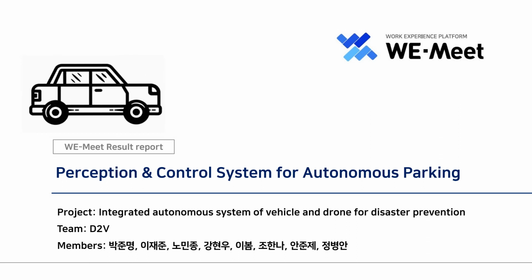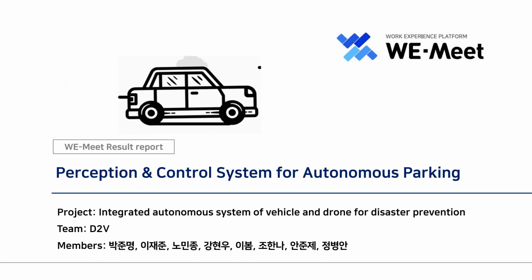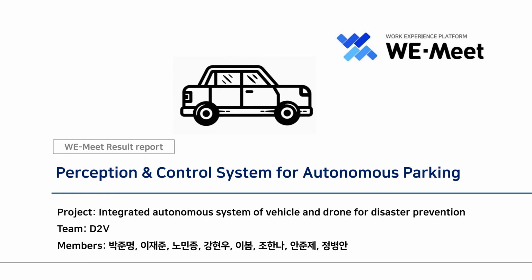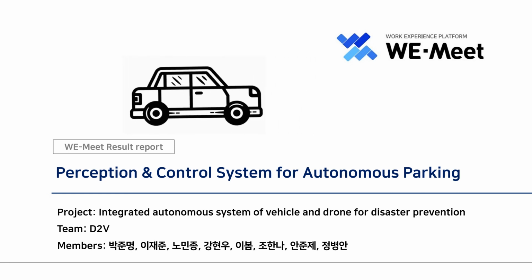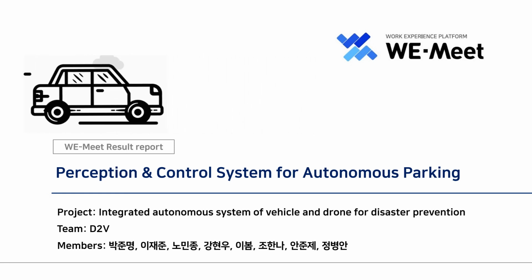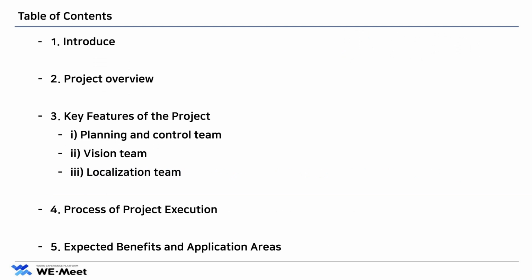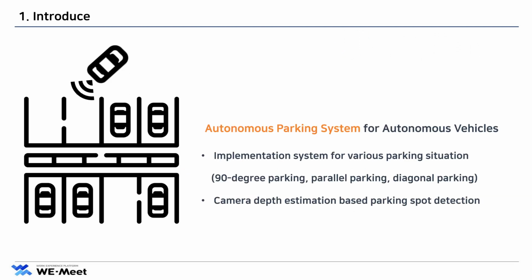Hello, this is the presentation of the D2V Perception and Control System designed for autonomous parking. Our team will proceed with the presentation in the following order. This system is for various parking situations such as 90-degree parking, parallel parking, and diagonal parking.